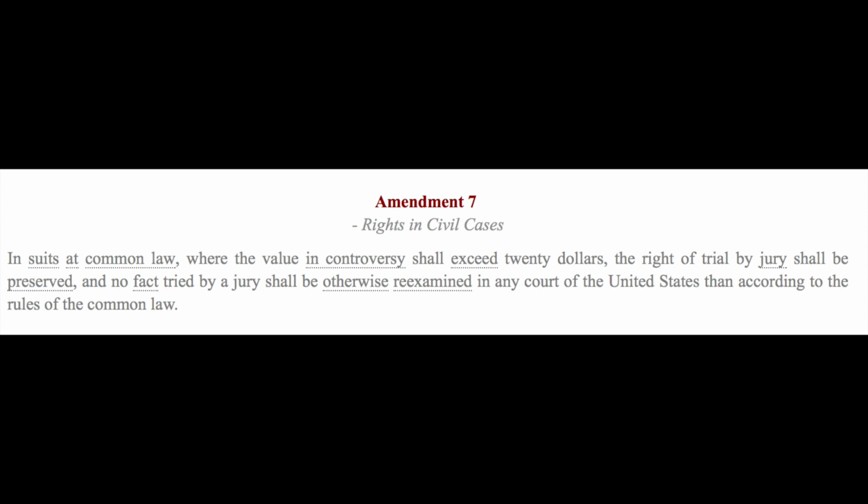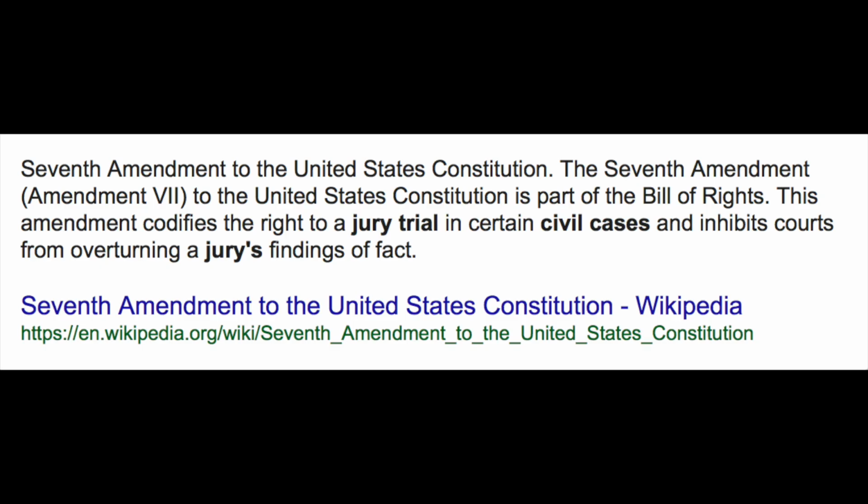So the Seventh Amendment says, in suits at common law, where the value in controversy shall exceed $20, the right of trial by jury shall be preserved, and no fact tried by a jury shall be otherwise re-examined in any court of the United States than according to the rules of the common law. This basically means that the Seventh Amendment to the United States codifies the right to a jury trial in certain civil cases. See, the thing is, not all civil cases can one get a trial by jury.